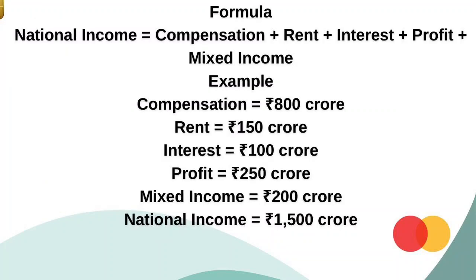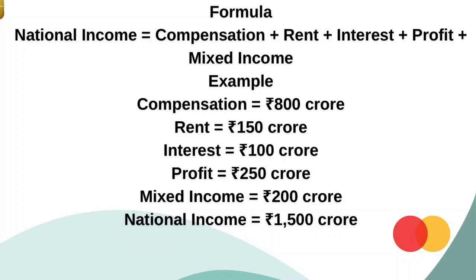Let's solve our first numerical using the income method. Suppose the economy has the following factor incomes. Compensation of employees 800 crore, rent 150 crore, interest 100 crore, profit 250 crore, mixed income 200 crore. Now what should we do? It's simple. Add all the factor incomes: 800 plus 150 plus 100 plus 250 plus 200, that is 1500 crore. So the national income calculated using the income method is 1500 crore.